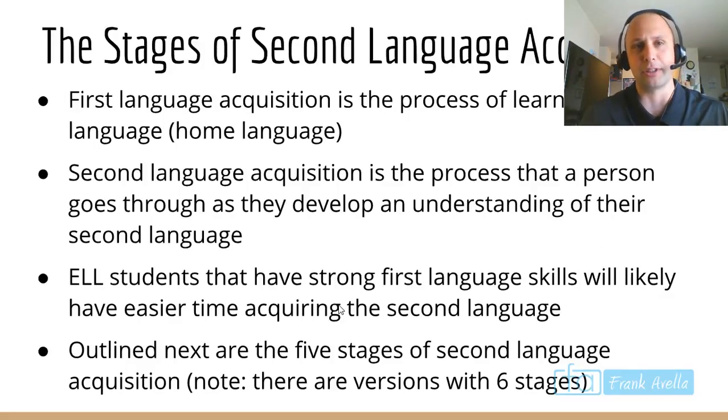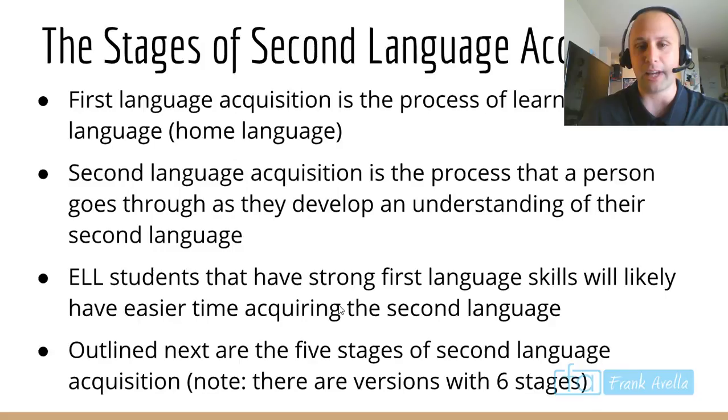Okay, something very interesting now. We're going to go into the stages of second language acquisition. First language acquisition is the process of learning your first language. That's your home language. Second language acquisition is the process that a person goes through as they develop an understanding and are able to speak the second language, right? So the first language is what you learn at home, and the second language is what you're learning second, right?